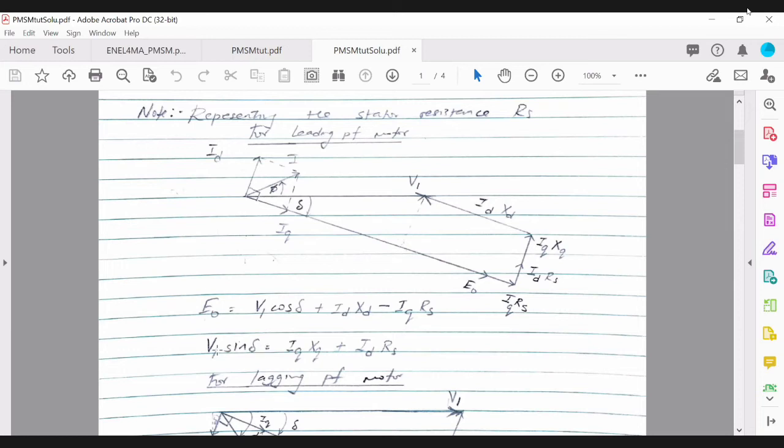also V1 sine delta, so that's resolving this vertically here along ID, so that will give you the component here. Okay, so this component, which is V1 sine delta, is basically the sum of these two phasors. So that's IQXQ plus IDRS. Okay, so these are the two equations that represent the motor operating in leading power factor.